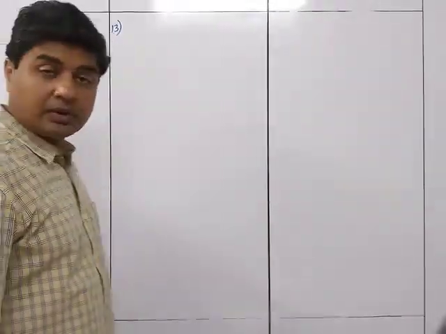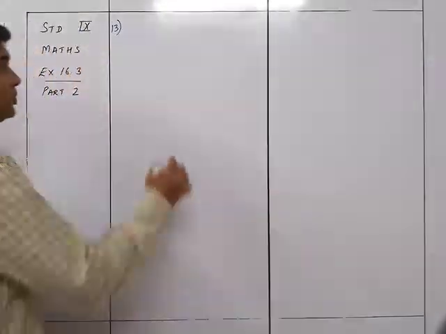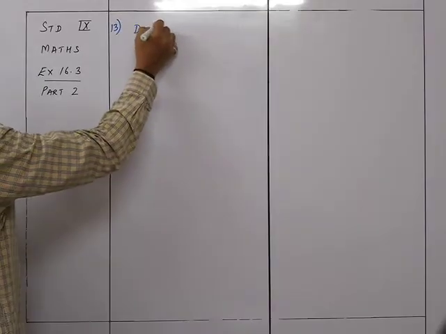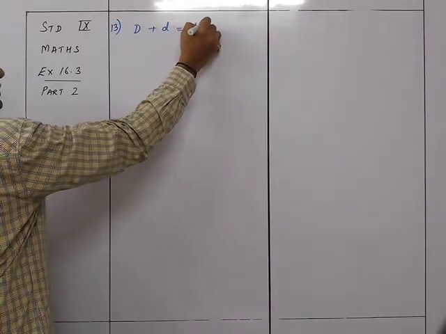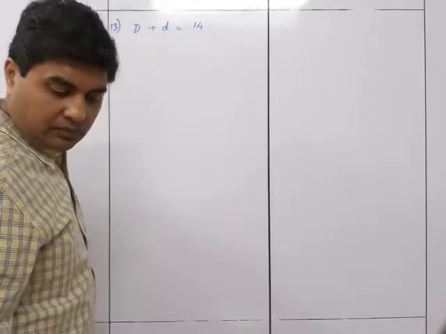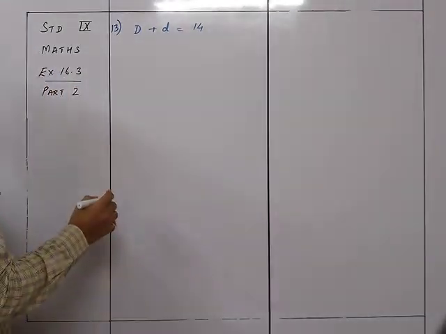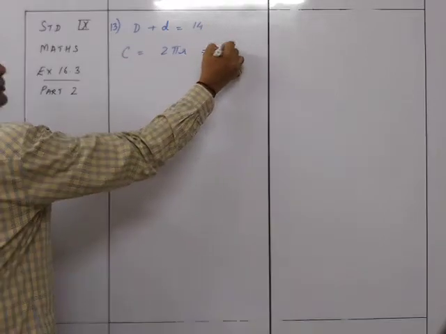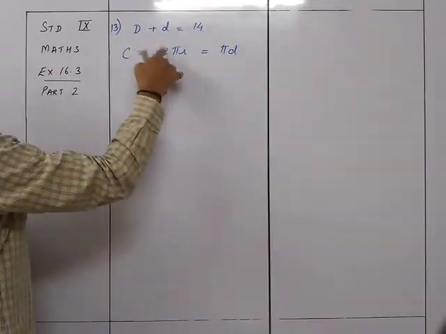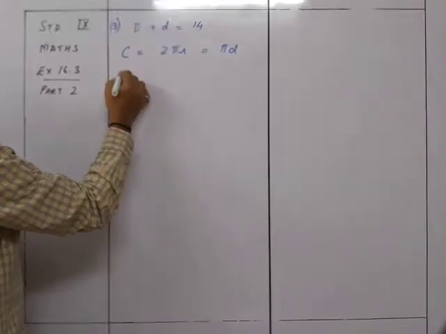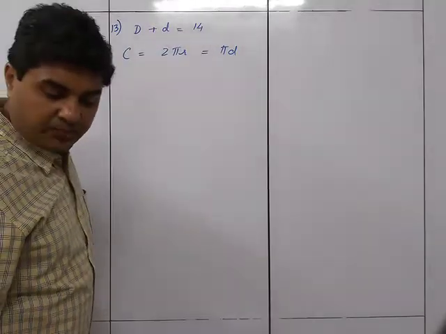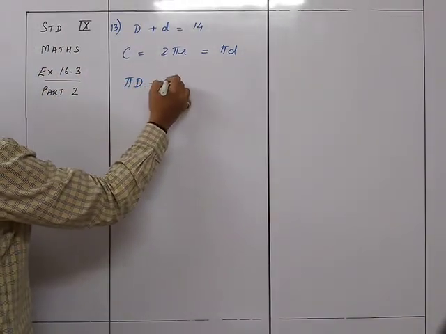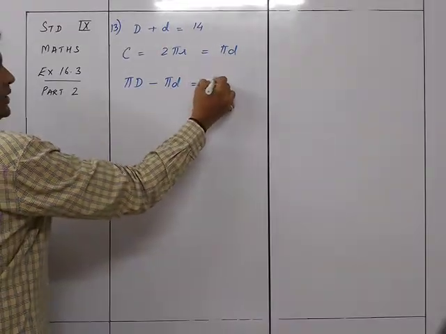So that's a tricky question, and there's a sum of diameters. So we can take capital D plus small d is equal to 14. We're taking the two things over here. Now we know that circumference is equal to 2 pi r, which can also be taken as pi d, because 2r is nothing but d. So given that the difference of the circumference is 8 centimeters, that means pi D minus pi d is equal to 8.